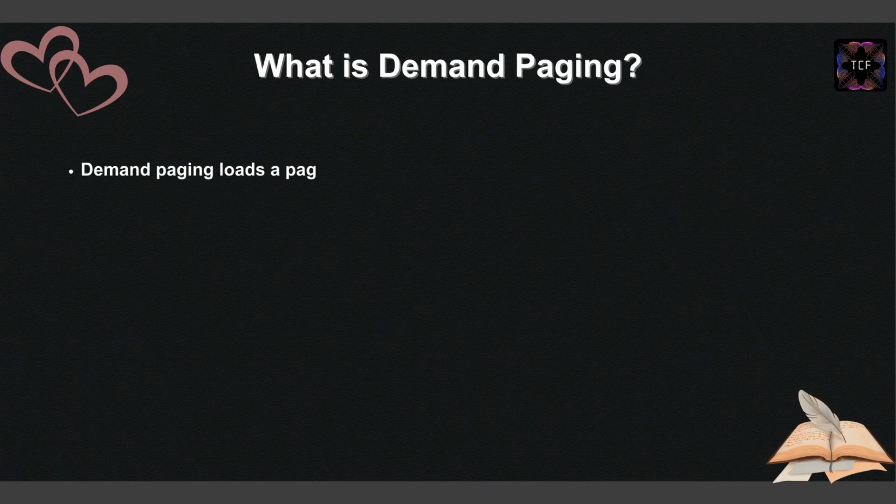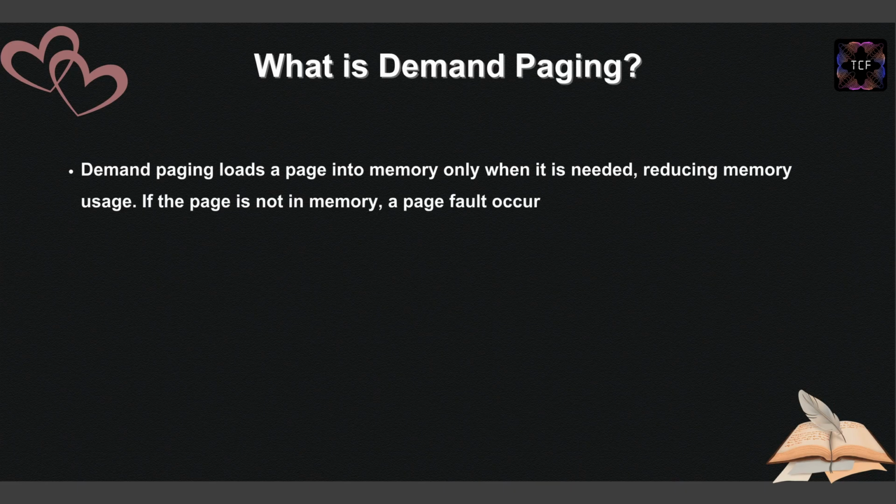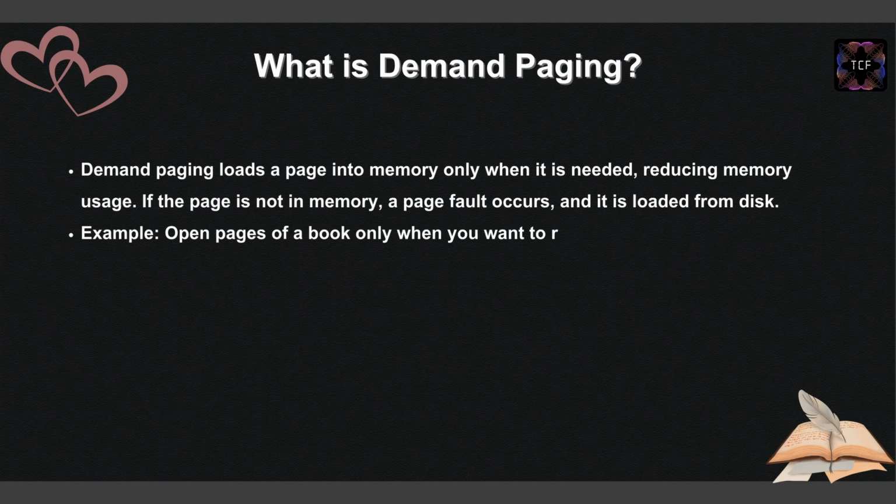What is demand paging? Demand paging loads a page into memory only when it is needed, reducing memory usage. If the page is not in memory, a page fault occurs, and it is loaded from disk. Example: open pages of a book only when you want to read them, instead of reading everything at once.